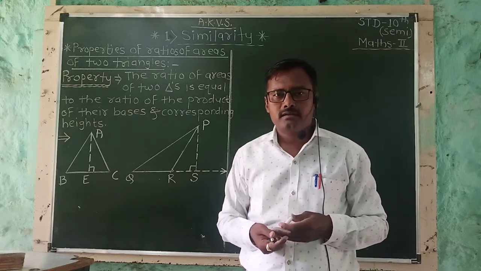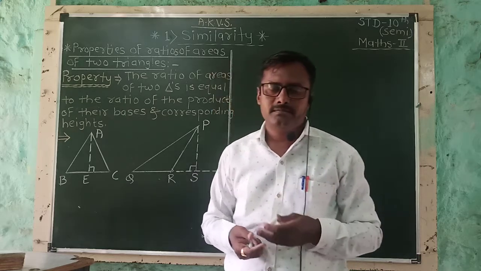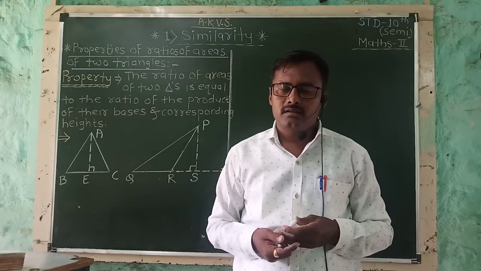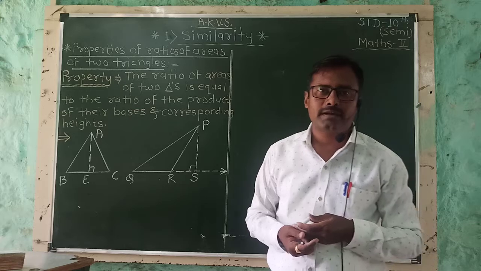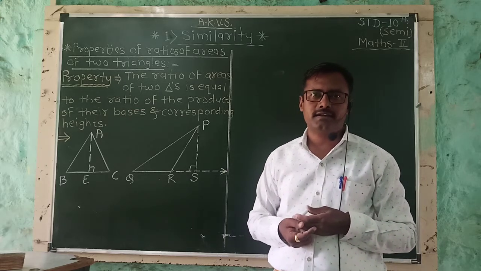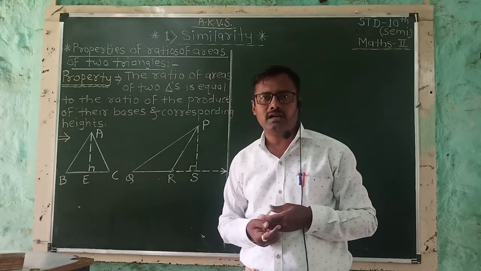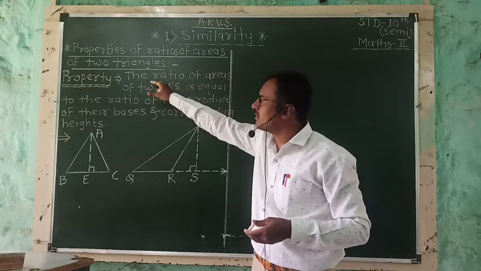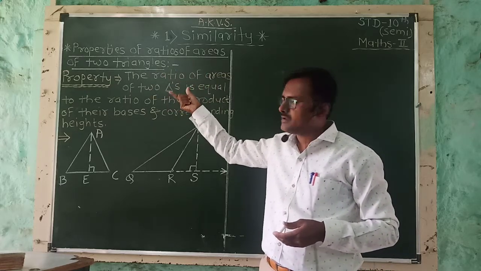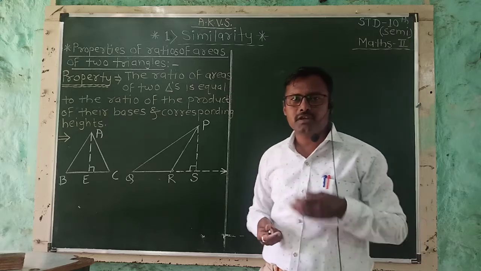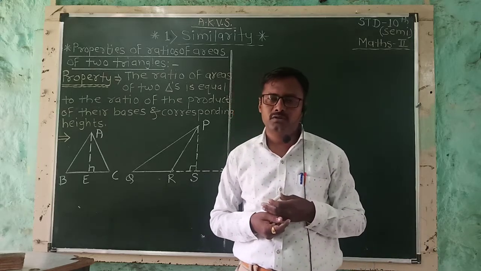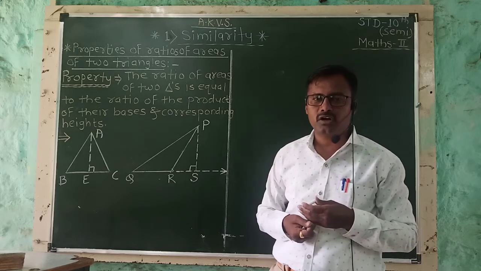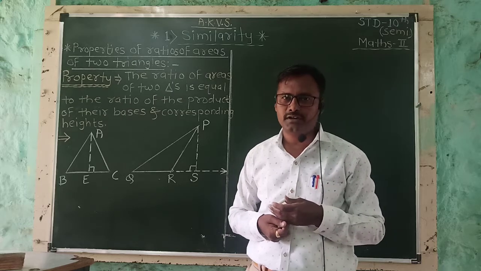We know how to calculate the area of a triangle. The formula to calculate the area of any triangle is equal to 1/2 base into height. I have already written the property. The property is: the ratio of areas of two triangles is equal to the ratio of the product of their bases and corresponding heights.